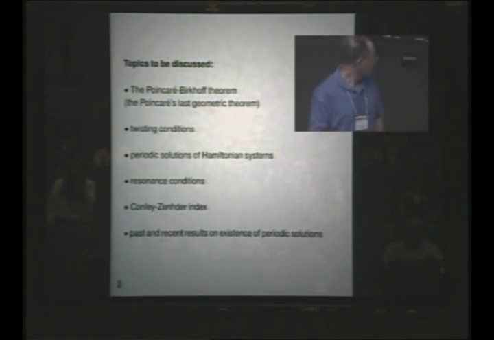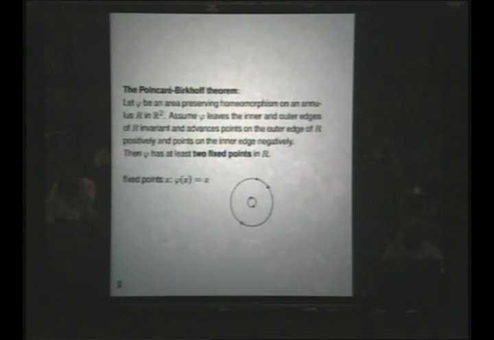In this theorem, there is a twisting condition, and people have tried to generalize this condition to higher dimensional systems. To discuss these generalizations, we need to review an index theory called the Conley-Zehnder index, also involving some resonance conditions. With this index theory, we survey some of the past and recent results in this line of work, just using variational method to find the periodical solutions. So let's start with this fixed point theorem.